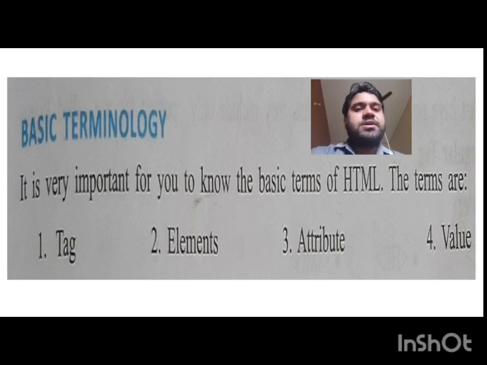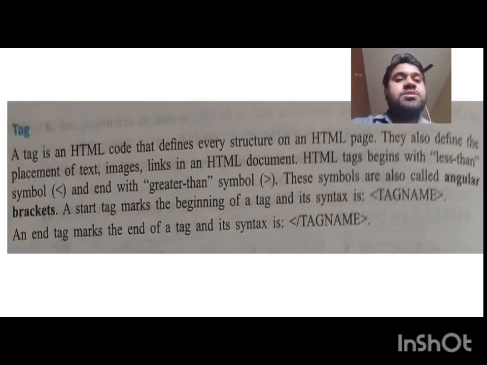So the terminologies are tag, HTML element, attribute, value. All four are very important to know. So class, let's start with tag. These are the codes which are used to define every structure in HTML.